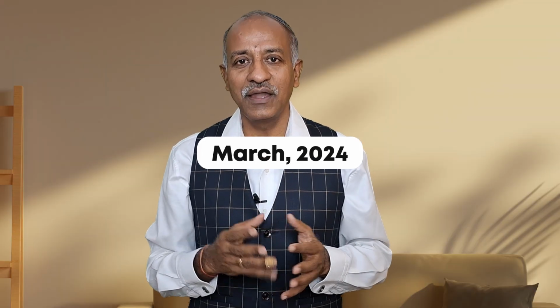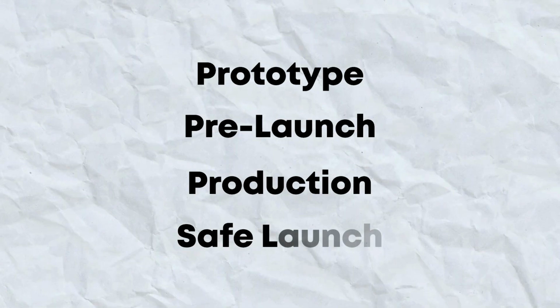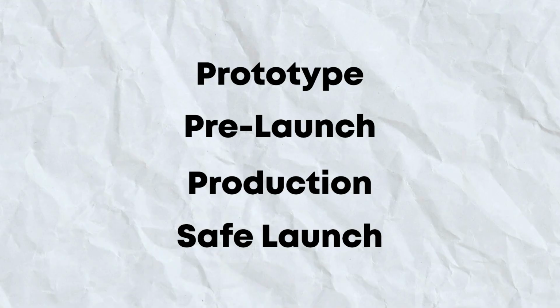So if I do a summary, I talked about that this is the first edition which was published in March 2024. Earlier there were three parts or three phases of it: prototype, pre-launch and production control plan. Now they have added one more, that is the safe launch control plan. Control plan is a live document which is made by the CFT. There are certain purposes with respect to that.